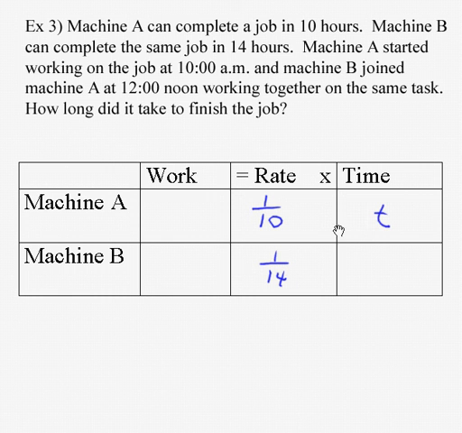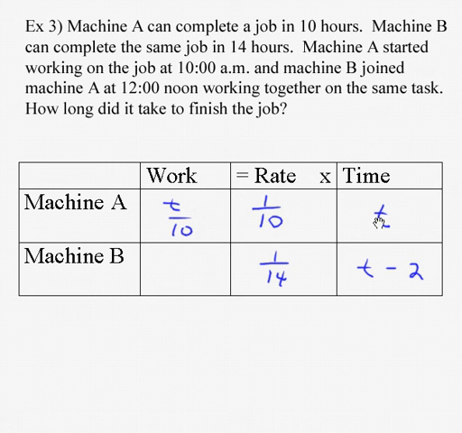Time-wise, machine A started first. Let's just call that t. Machine B joined in 2 hours later, so it's working on the job 2 hours less, so that's t minus 2. How much work did each one do? Well, the word problem doesn't tell us, but the chart does. Work is equal to rate times time.